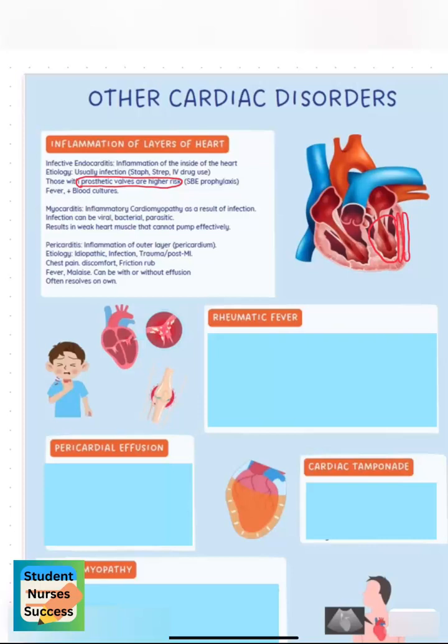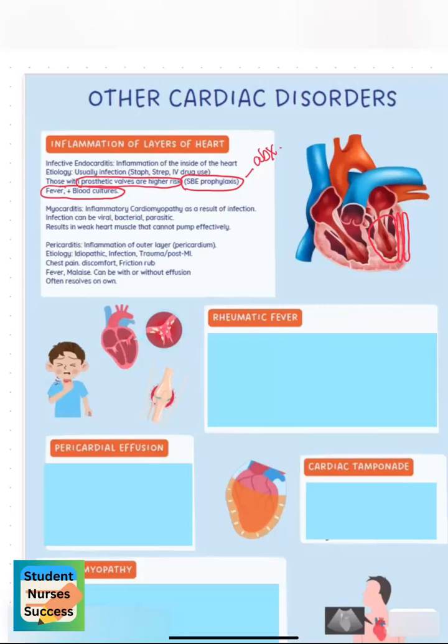In those particular cases, individuals who do have valves, we do something called SBE prophylaxis, that's subacute bacterial endocarditis prophylaxis. In these particular cases, they will take antibiotics prophylactically if they're going to have some type of procedure, and that decreases the risk of infection in the endocardium. If a patient does present with infective endocarditis, you are primarily going to see fever, positive blood cultures, and other symptoms related to the infection.